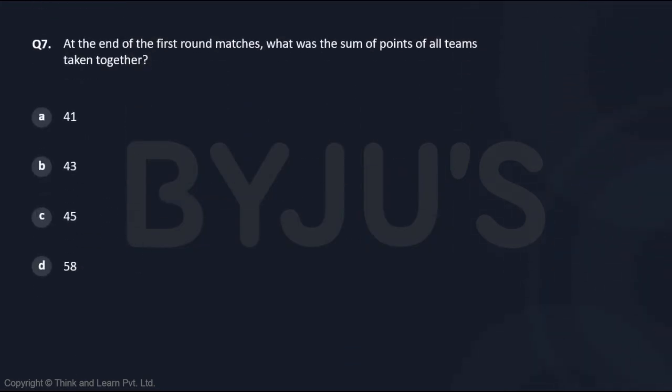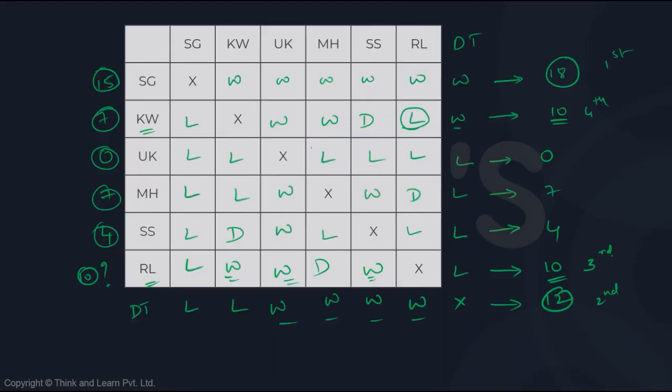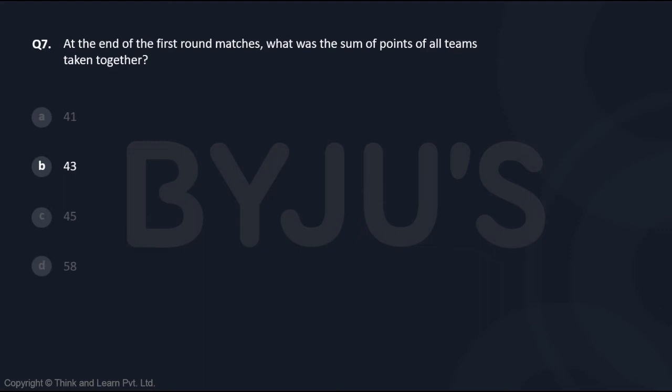At the end of the first round matches, what was the sum of points of all the teams taken together? So that's quite easy. We can look at the total points here on the left hand side. So 15 plus 7, 22, 22 plus 7, 29, 29 plus 4, 33, 33 plus 10 is 43. So that's an easy question. The total is 43, option B.